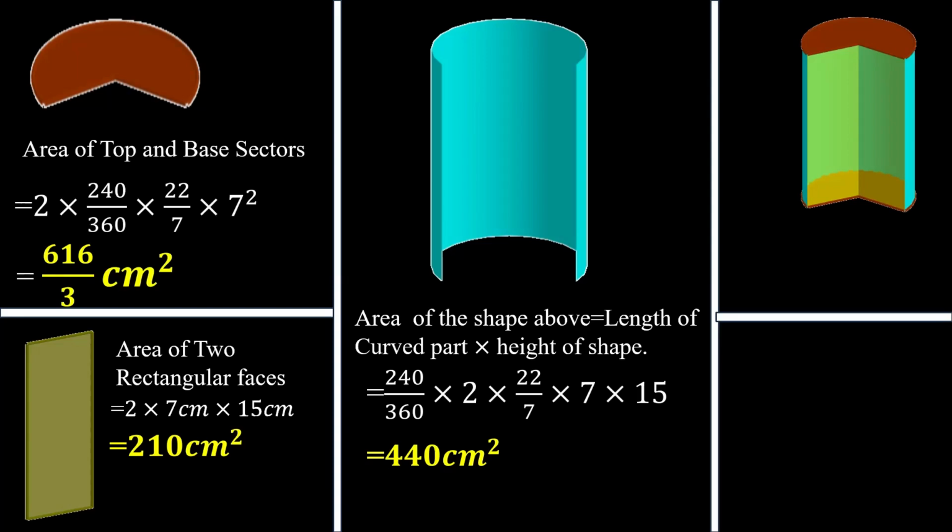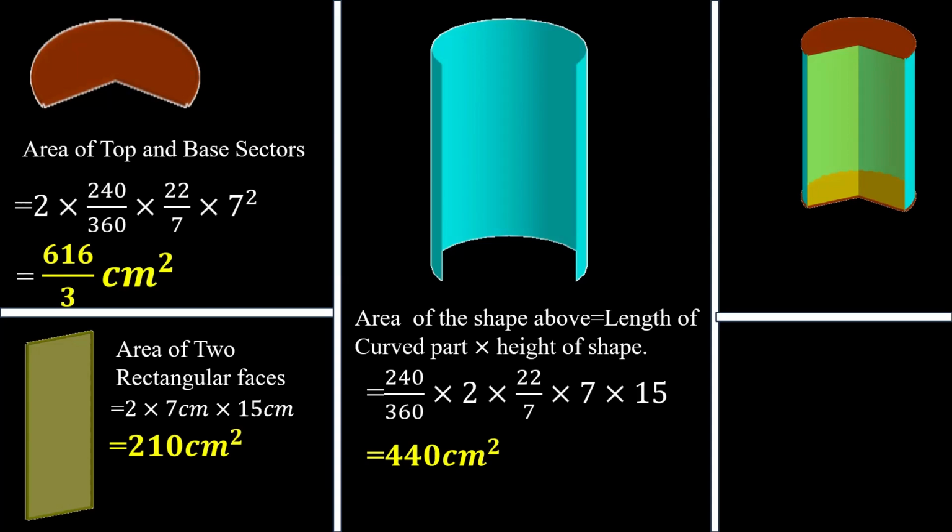We have 240 over 360 times 2 times 22/7, the value of pi, times 7, which is the radius of the sector, times 15, which is the height of the rectangle, because we are looking for the area of this curved shape. So it's the length of the curved part times height, and that gives us 440 square centimeters. So we put this area down.